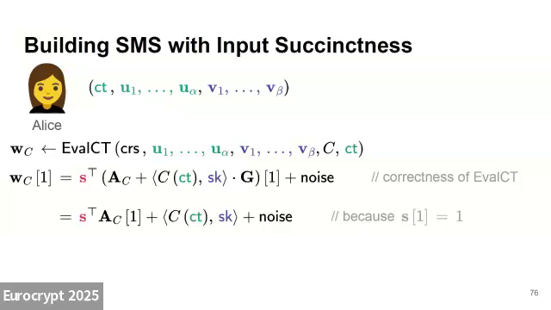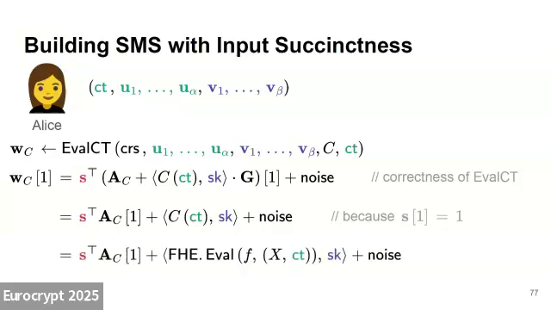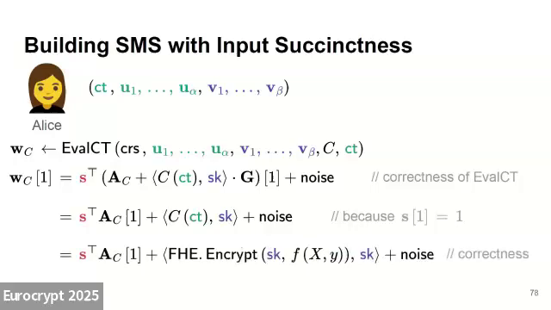And because Bob defined the first coordinate of the secret key S to be 1, we simply get an encryption of the inner product of CT and SK. Because of how Alice defined C to be the FHE evaluation algorithm of the function f, this is just the FHE evaluation on input X and CT. And by correctness of FHE, that's just an encryption under the FHE secret key SK of f of X and f of XY.